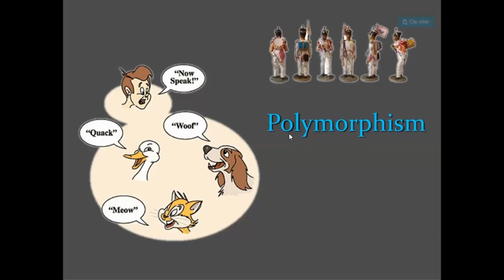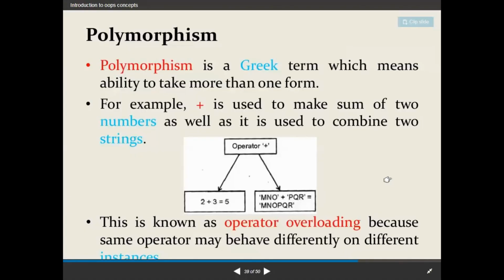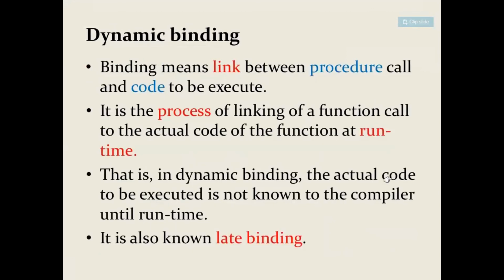The same word has different meanings, right, children? The same word duck we can consider as a bird, and when it comes in a game of cricket, the meaning is entirely different. Understood? Likewise, poly means many, morphism means shapes, many shapes. Is it clear, children? Likewise, the function name should be the same, but it gives different meanings.